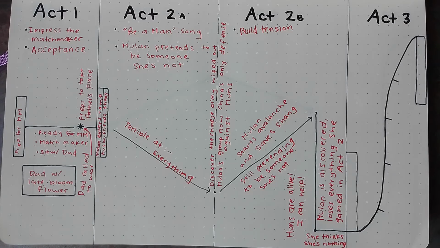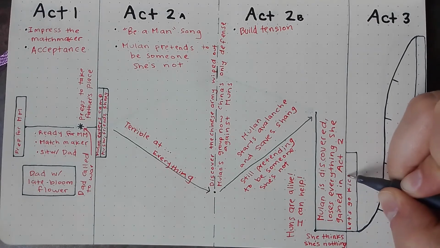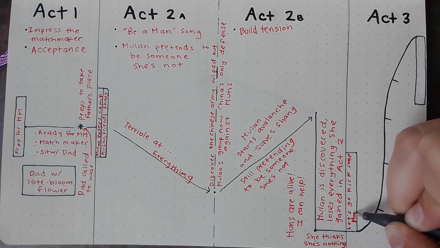The first beat is Break into 3, where your main character proactively moves into Act 3. For Mulan, this is where Mulan goes to the festival. Let's go kick some honey buns.